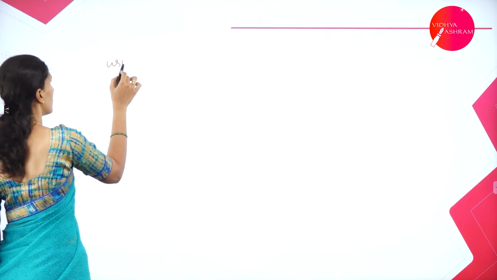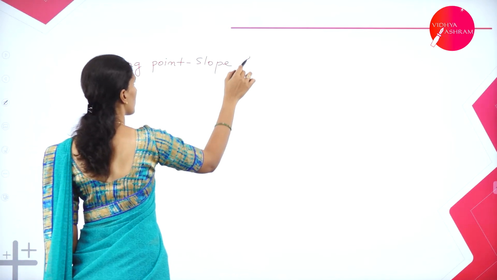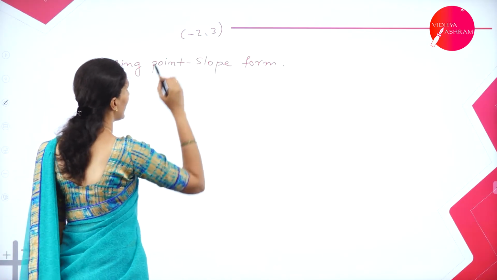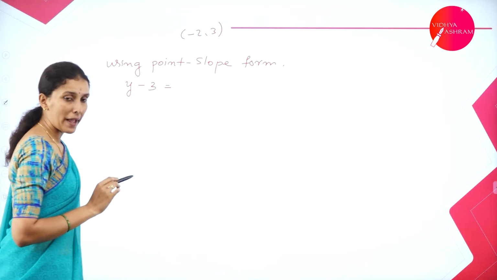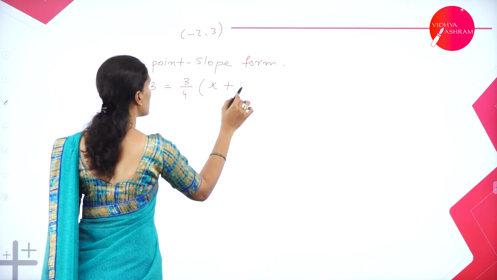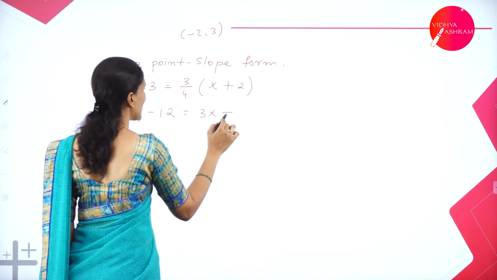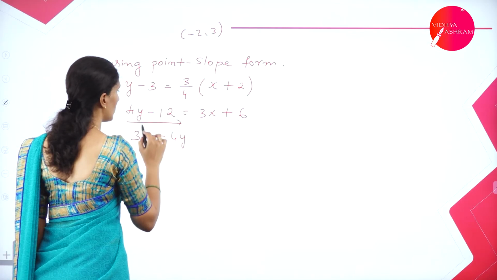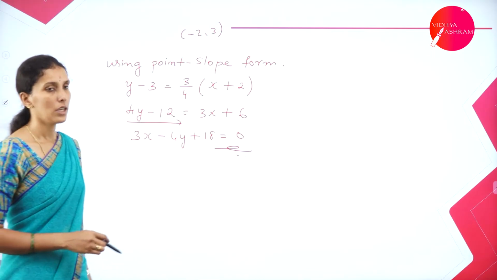Again using point slope form, I'll take x1 as minus 2 and y1 as 3. So therefore y minus y1 is equal to slope m, which is given as 3 by 4, into x minus x1, which becomes x plus 2. Multiply by 4: 4y minus 12 is equal to 3x plus 6. Replacing the terms, we will get 3x minus 4y plus 18 is equal to 0. So this is the equation of the required line.